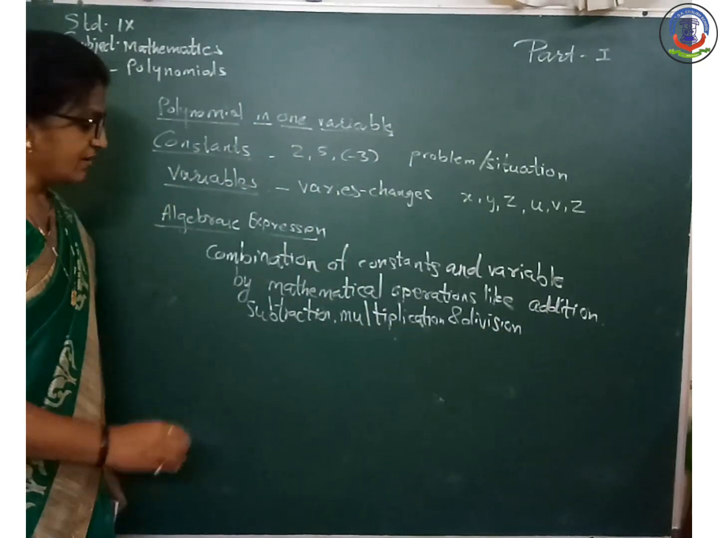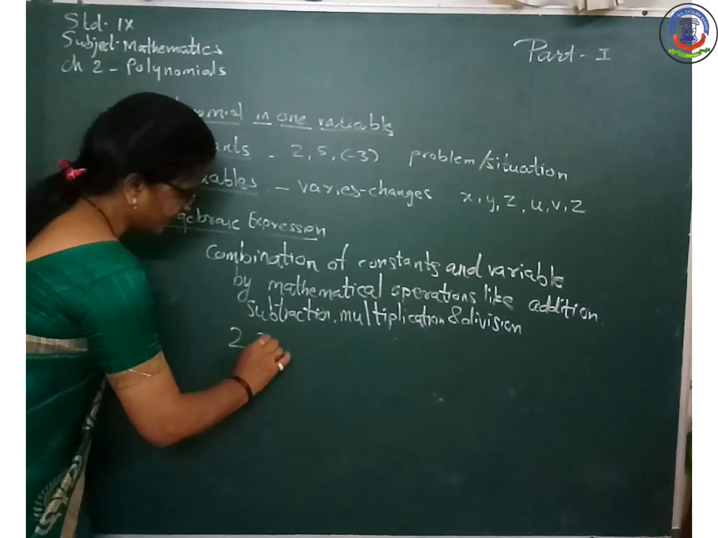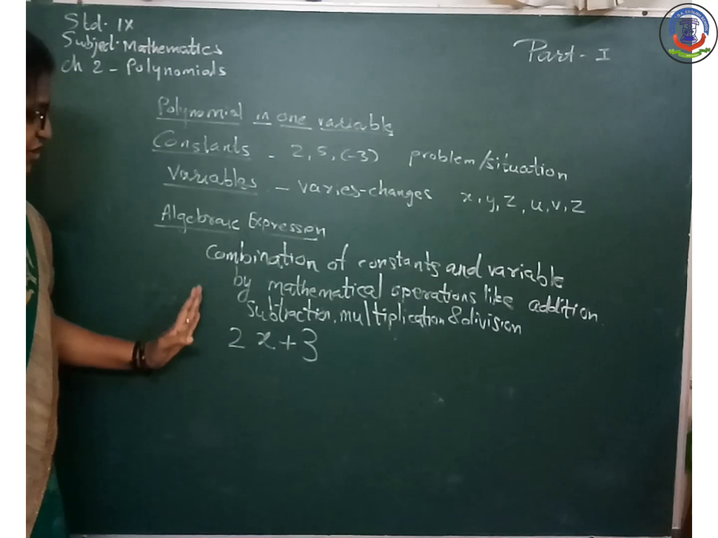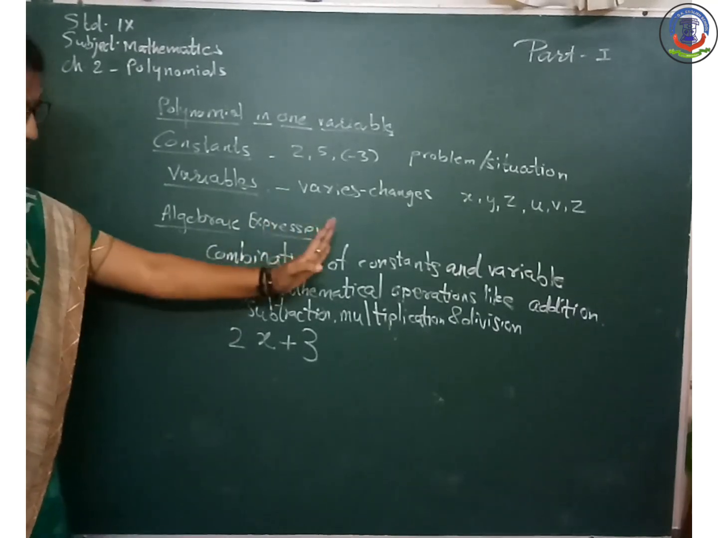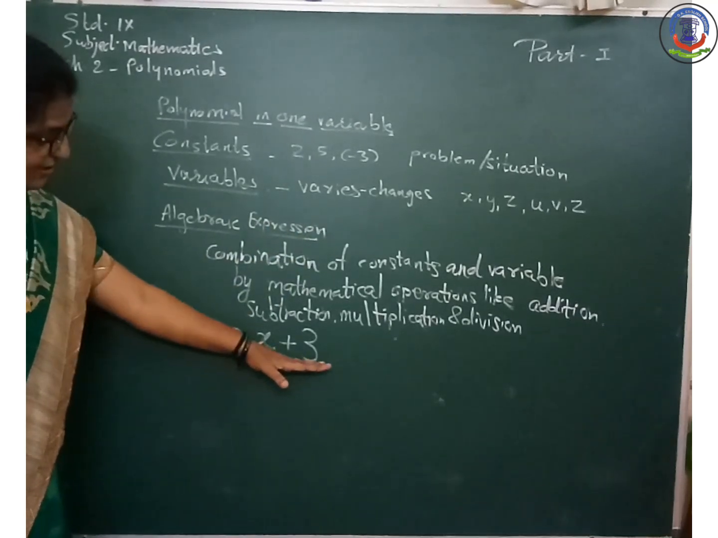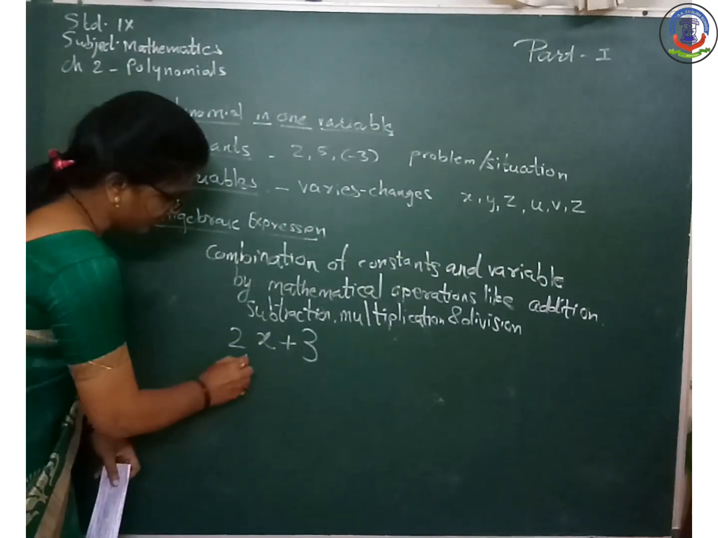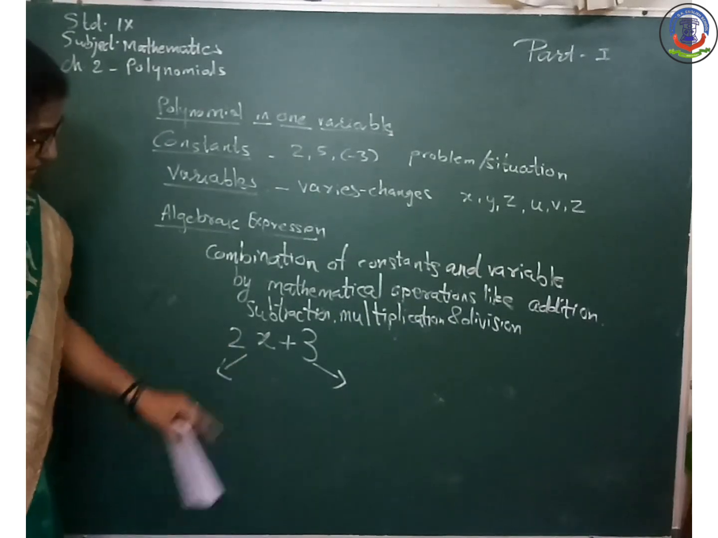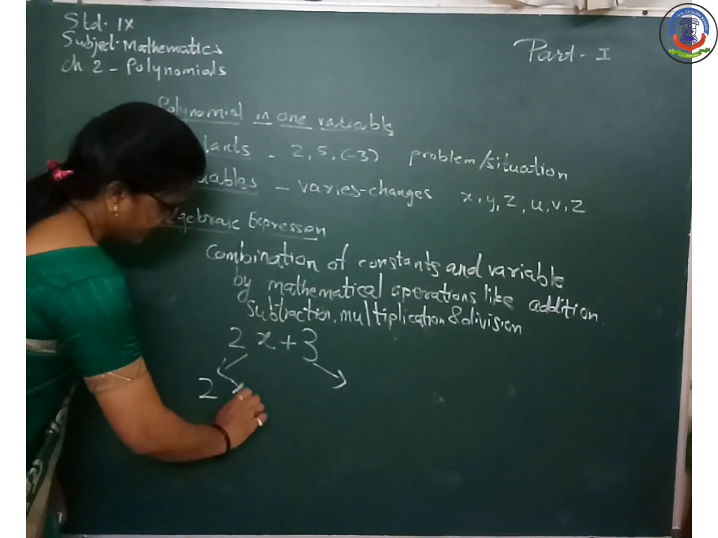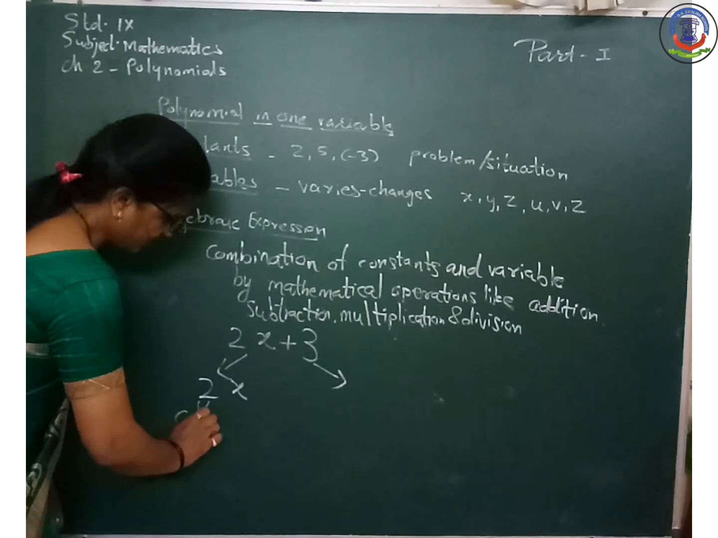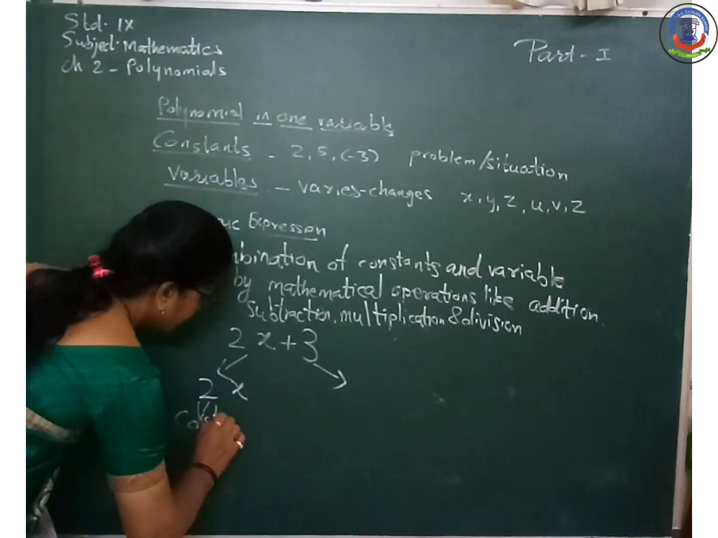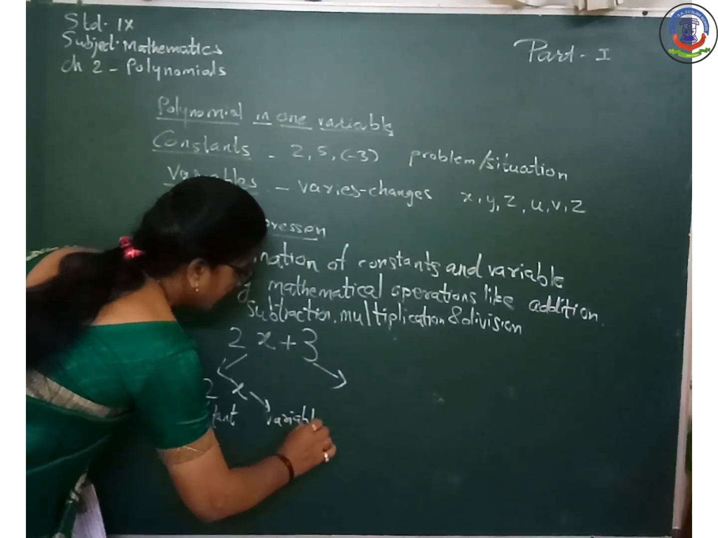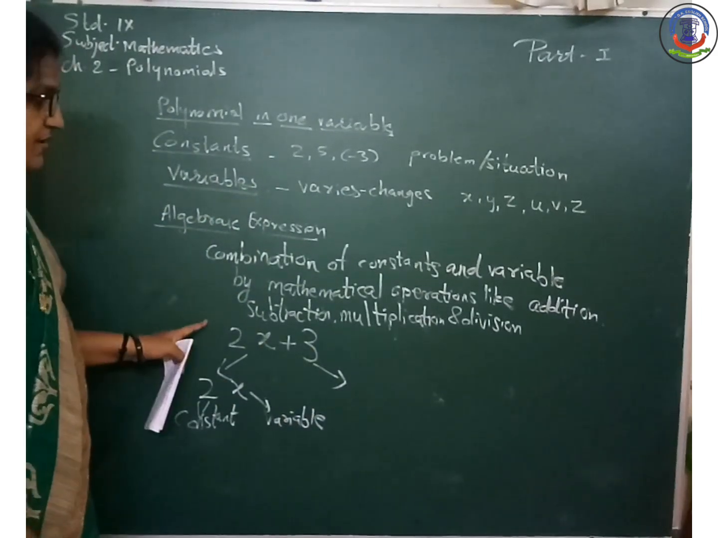For example, let us take 2x plus 3. This is a combination of constant and variable. This is an algebraic expression. These two parts, this as well as this, are known as terms. Now in 2x, this part is a constant, this is the variable, and this other term is also a constant.